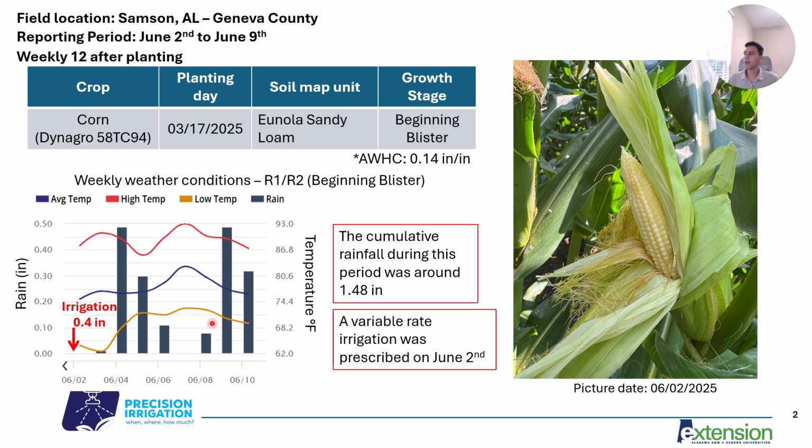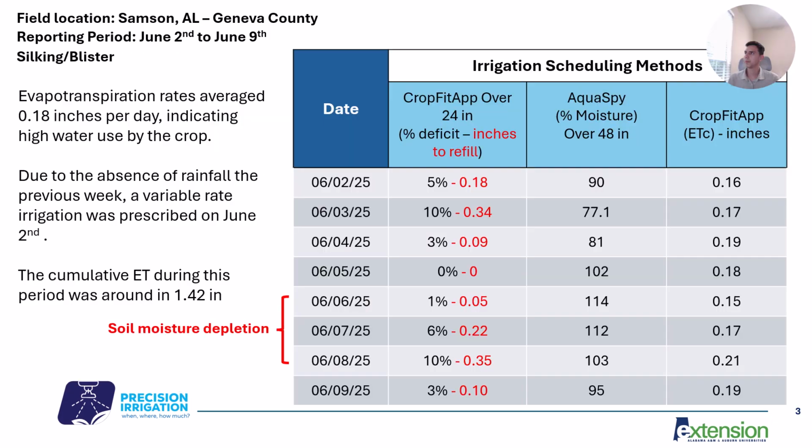I'm going to show how the CropX tool helps us, or how we can see the water movement by the soil moisture depletion. But before that, I want to show how the different irrigation scheduling methods report the data. So for the evapotranspiration rates, we have an average of 0.18 inches per day, indicating a high water use by the crop. Due to the absence of rainfall the previous week, a variable rate irrigation was prescribed on June 2nd, as I explained in the previous slide.